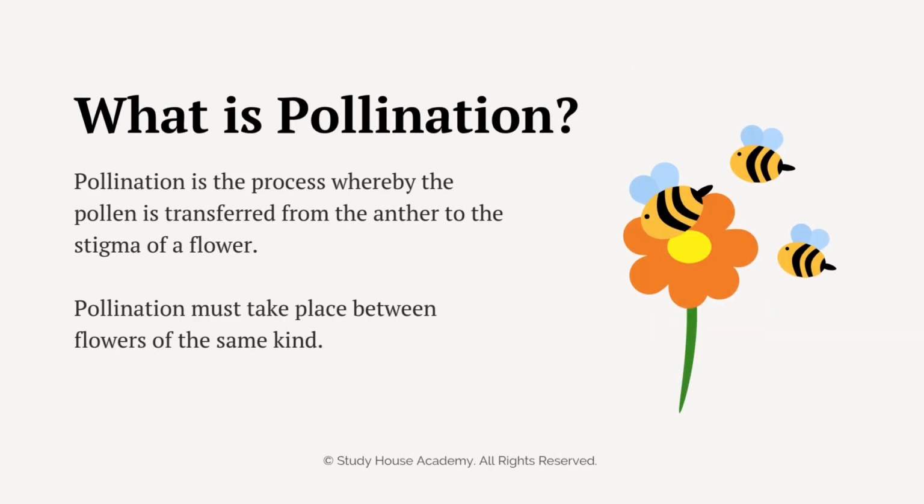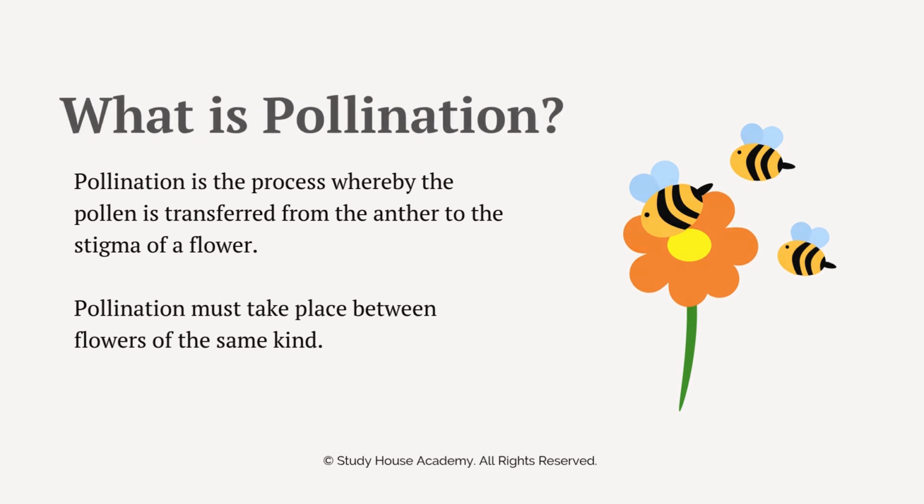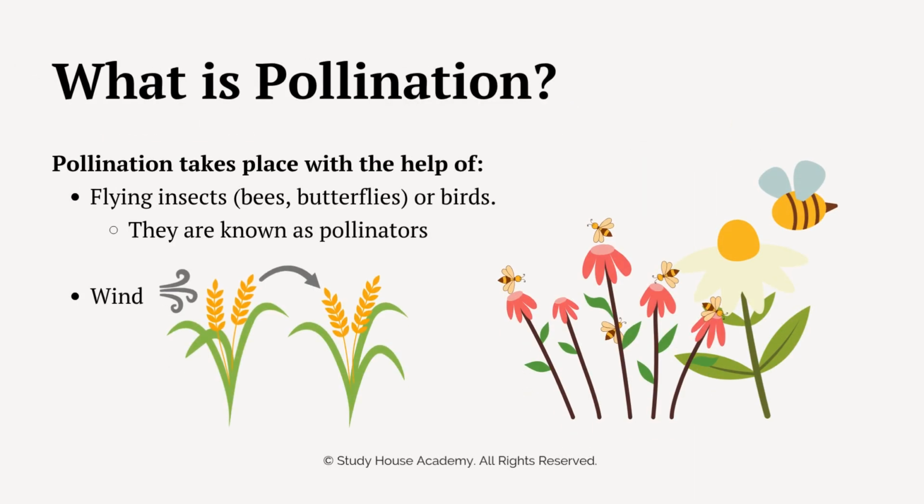So what is pollination? Pollination is the process whereby the pollen is transferred from the anther to the stigma of a flower. Pollination must take place between flowers of the same kind. Pollination takes place with the help of flying insects such as bees and butterflies, or birds. They are known as pollinators.